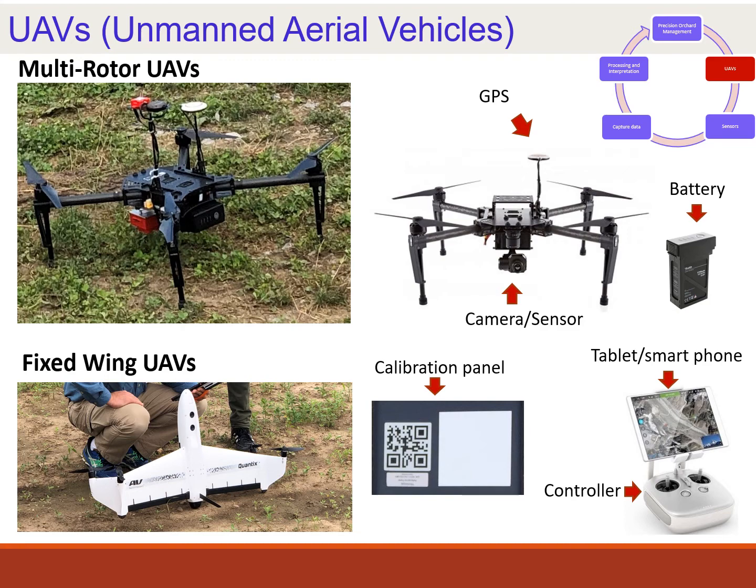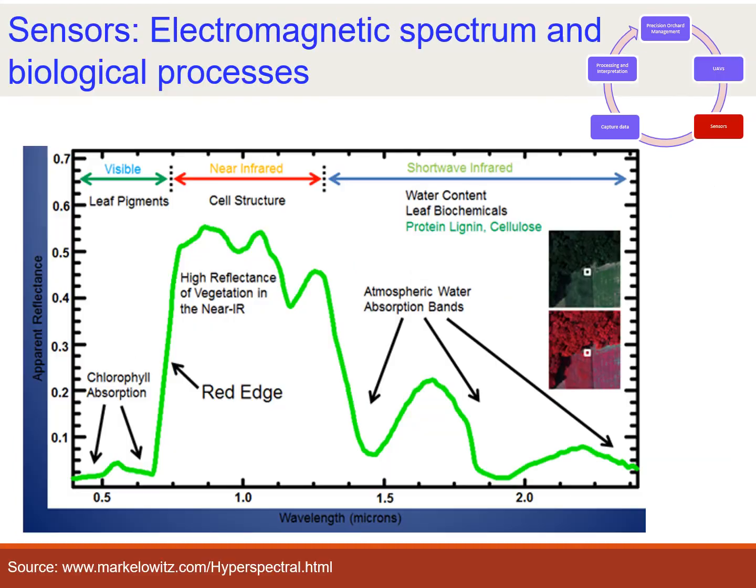Typically, a UAV has GPS, cameras and sensors, and a battery. We also need a controller and a smartphone or a tablet to operate it, and a calibration panel can be very important if you need to account for the variation due to sunlight or other environmental variables, and if you want to combine data from multiple time points or multiple years. Sensors are the most important part of a UAV.